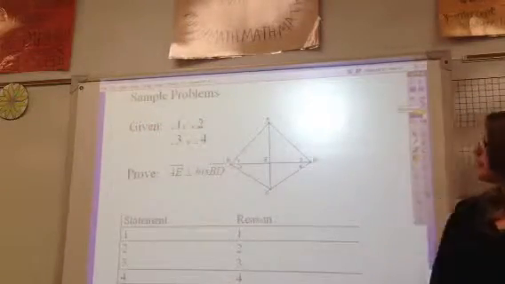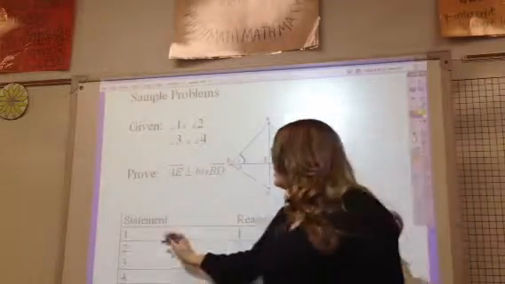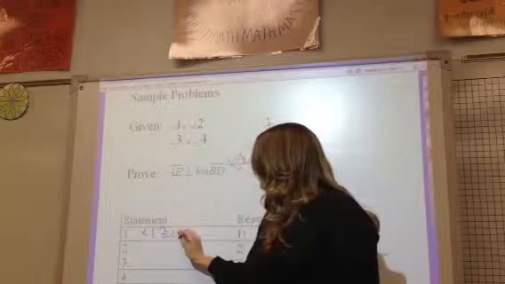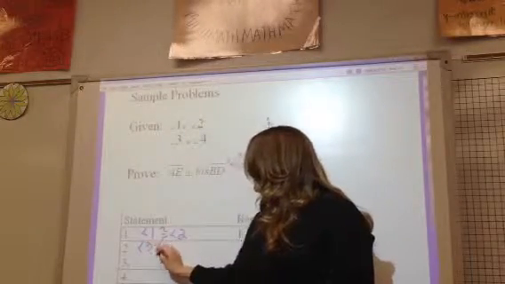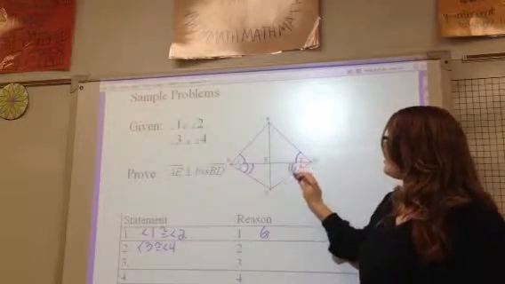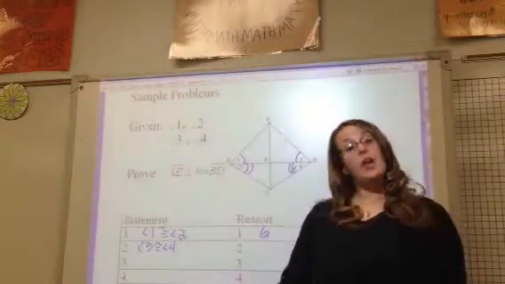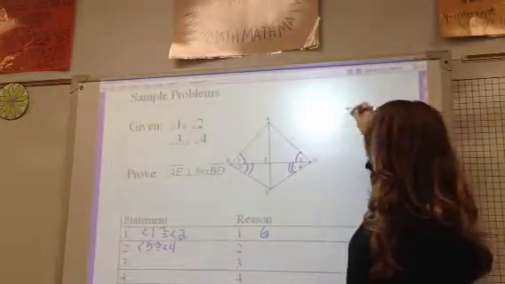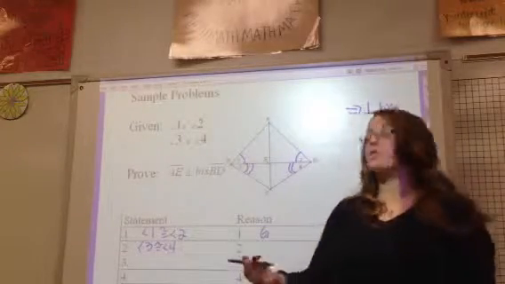Okay, let's look at some examples. So here I know that angle 1 is congruent to angle 2. And I know angle 3 is congruent to angle 4. And I want to prove that I have a perpendicular bisector. Well, the only shortcut that we have that implies perpendicular bisector is the one we just used.